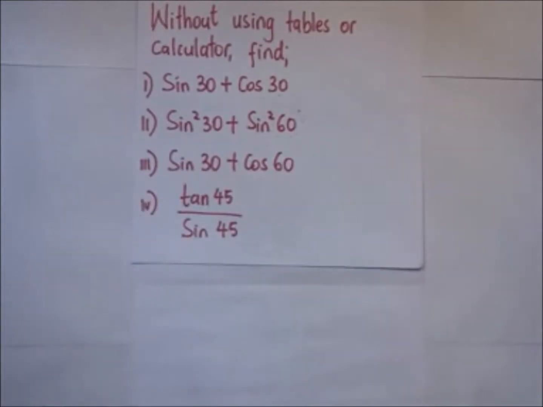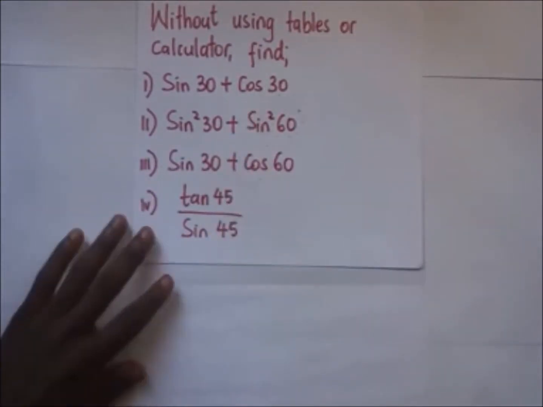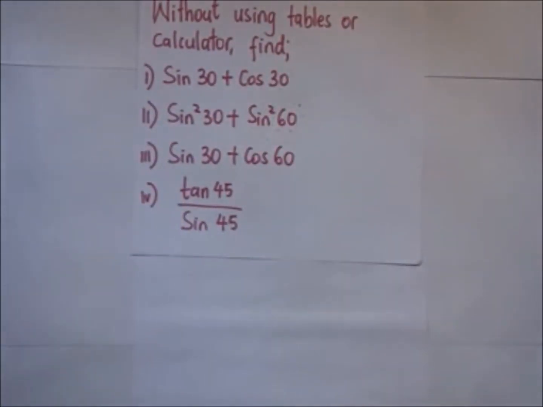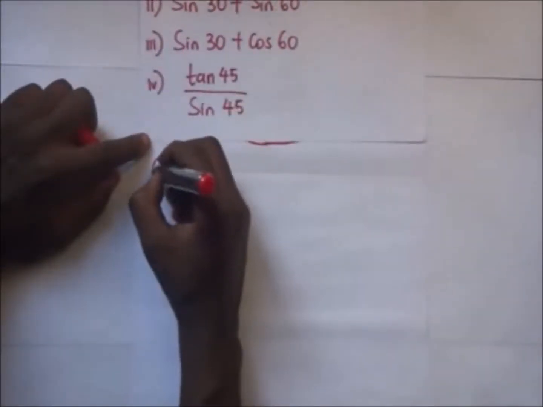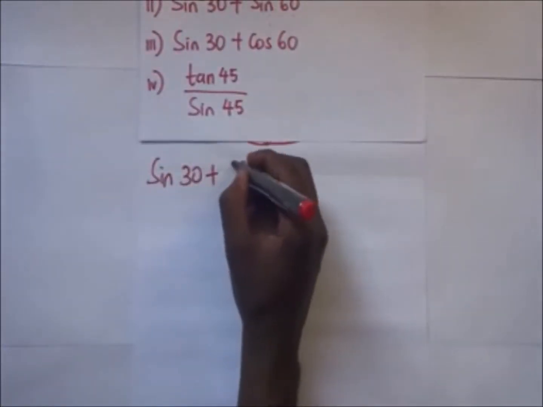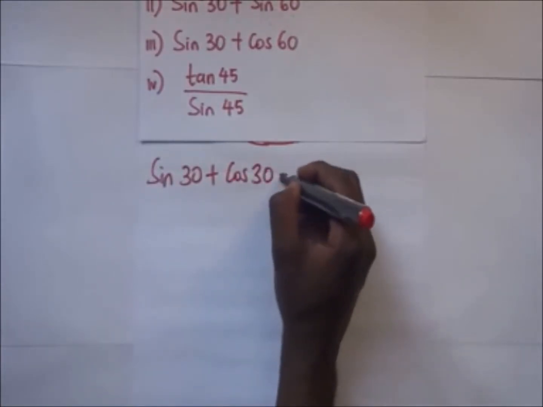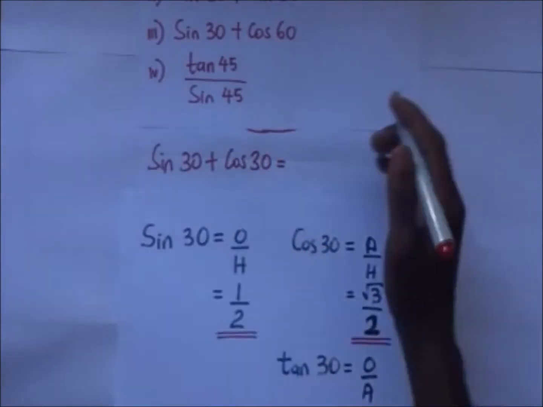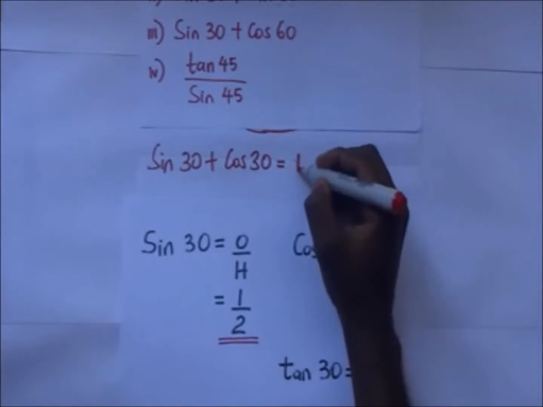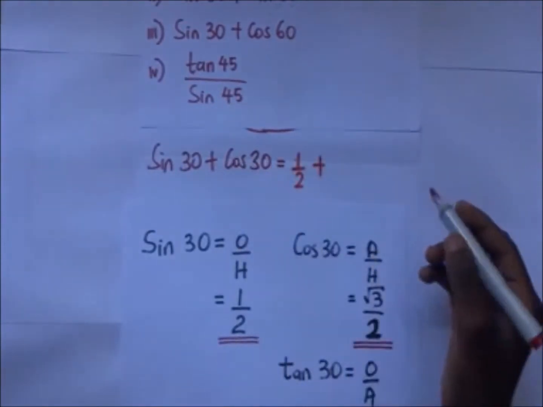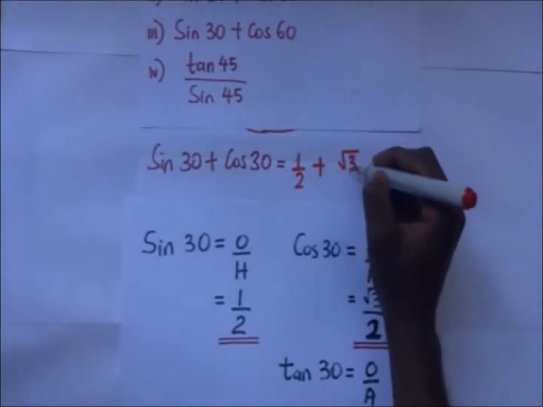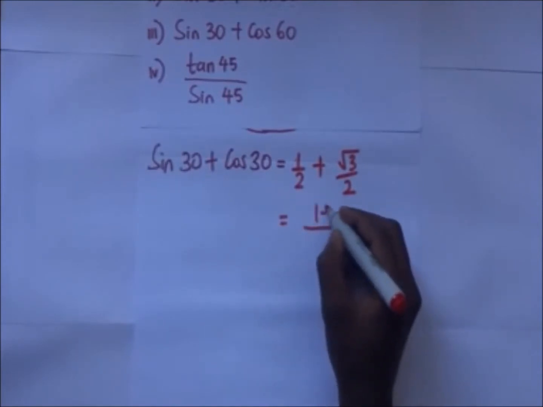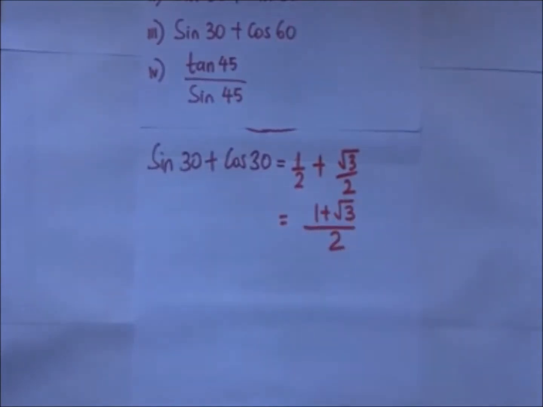From our knowledge of trigonometrical ratios, let's try and compute these. Without using a table or calculator, find sine 30 plus cos 30. Sine of 30 plus cosine of 30 is going to be equal to, our sine 30 is a half and the cosine of 30 is root 3 over 2. So this is going to be equal to a half plus root 3 over 2, and that will definitely be 1 plus root 3, divided by 2.